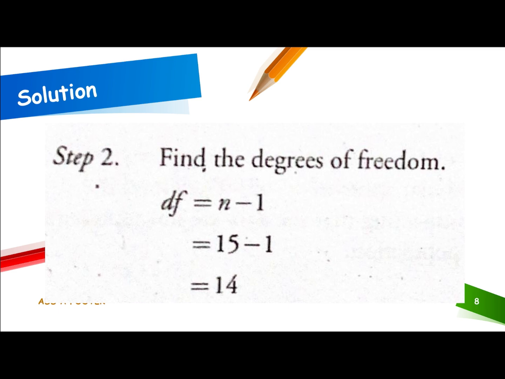Now, for step 2, let us determine the degrees of freedom. To determine the degrees of freedom, just simply use the formula n minus 1. Since n is 15, therefore 15 minus 1 is 14.